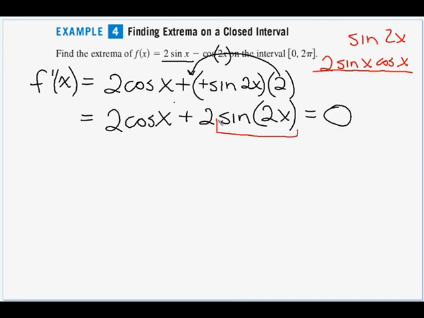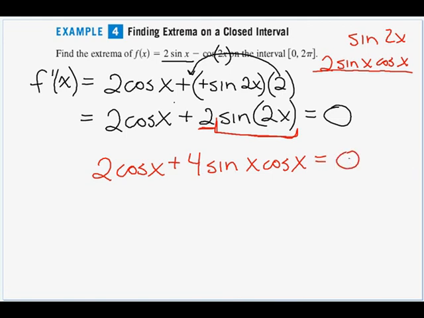That's just a trig identity from trigonometry. So if we do that here, if we pull that 2 out, we're going to multiply it by the 2 that we already have in front. So that 2 times 2 is 4, and now it's sine x cos x. And that's equal to 0.